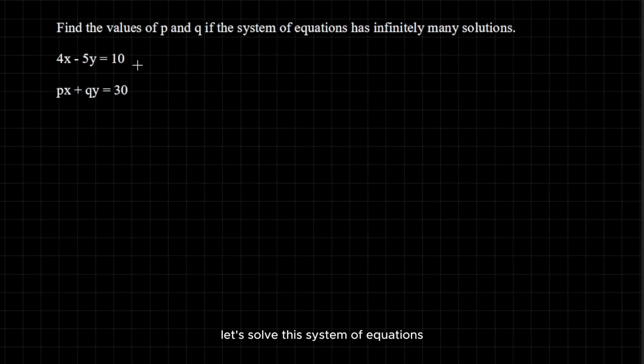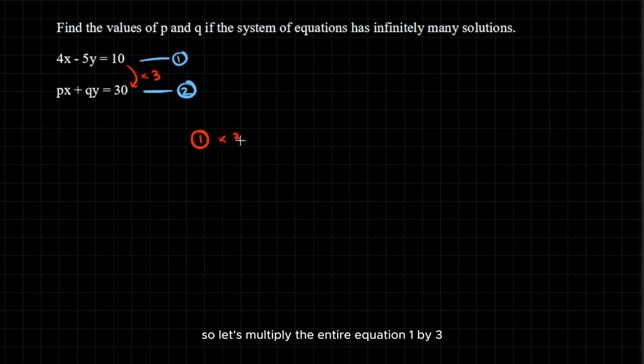Let's solve this system of equations. When a question says it has infinitely many solutions, it means the two equations are completely identical. First, let's label them as equation 1 and equation 2. Look at the constant numbers at the end. Equation 1 ends in 10, and equation 2 ends in 30. This means equation 1 is multiplied by 3. So let's multiply the entire equation 1 by 3.